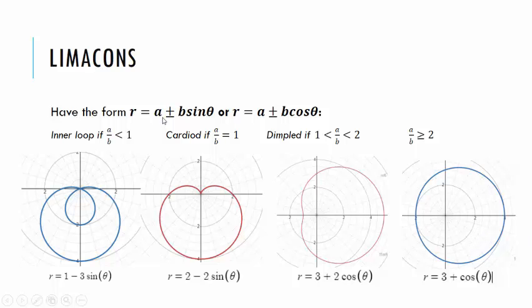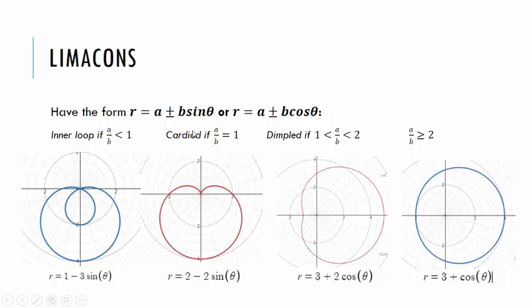If a is less than b, so you'll notice 1 here is a, 3 is b, so a is less than b, then my graph will have an inner loop. So a limaçon where the ratio of a to b is less than 1 will have an inner loop. Here is my equation. You'll notice you have a negative here. When you have a negative, it will be on the lower half of the plane. A negative and a negative, a positive, would have flipped it so that it would have been on the positive part of the plane.